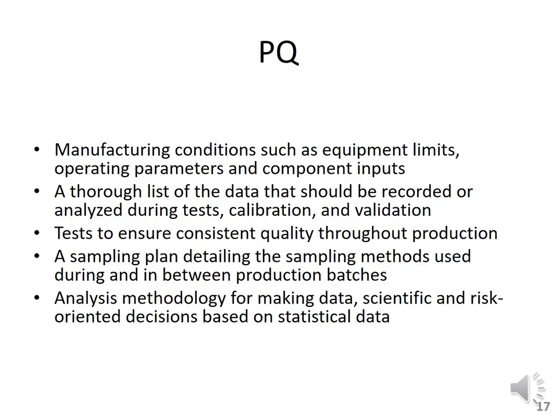A sampling plan detailing the sampling methods used during and in between the production batches, right? And then the analysis methodology for making data, scientific and risk-oriented decisions based on the statistical data. These all are important. What you have to do is keep the record of all these things while you are doing the performance qualification, so that it can be done more accurately and more precisely.